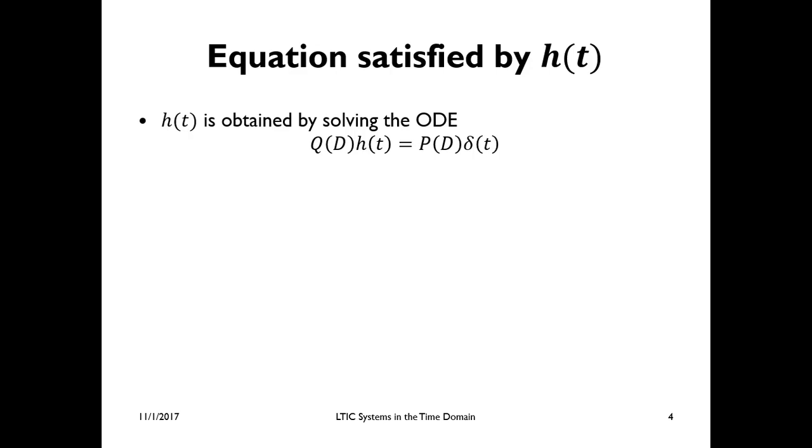To obtain the impulse response, we have to solve the following ordinary differential equation. We recognize that this differential equation stems from the original differential equation representing our LTIC system. The only thing is we've applied as our input signal the impulse function delta of t, and so the output of the system we simply denote then as our impulse response h of t.